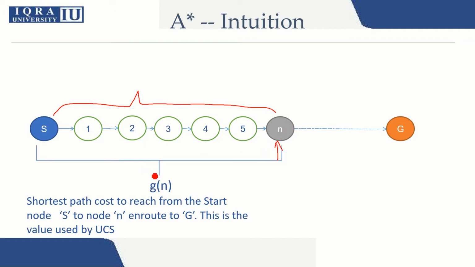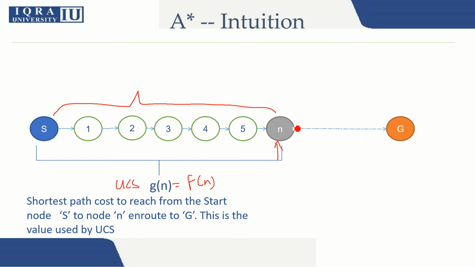This is the sub path of the best path that we have found so far. Let's call this g of n. g of n is the path cost on the best path between S and G, in which N is the intermediate node. So this is the shortest path from starting state S to N. And you remember, this is the value that is used by UCS. UCS only uses g of n as its best value estimate.